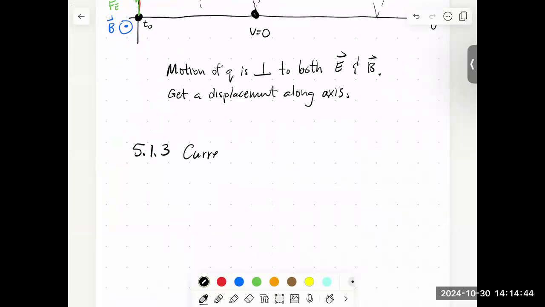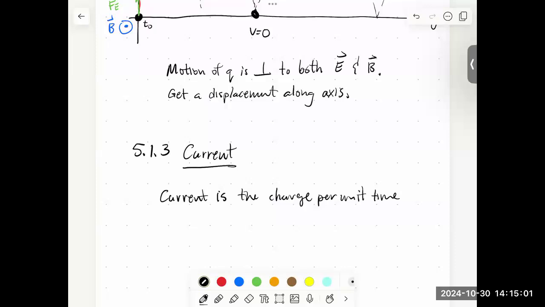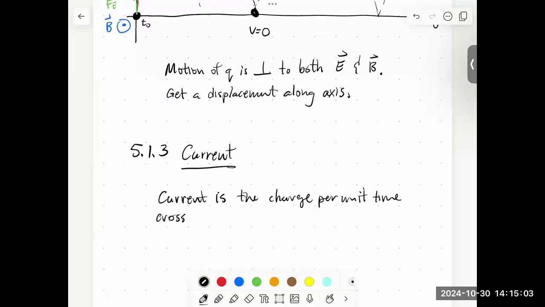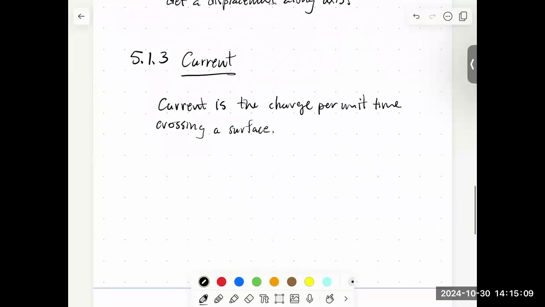5.1.3, I'm going to start talking about current. A lot of this I think you will have seen before. So current is the charge per unit time crossing a surface.